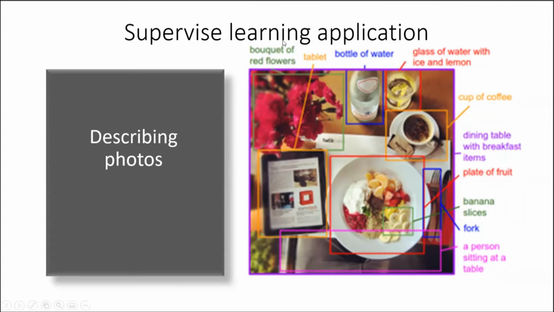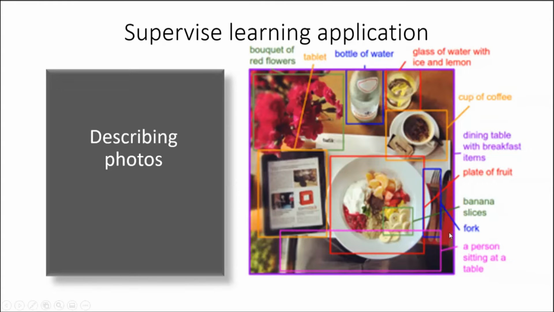So it uses supervised learning. Here you can also describe the photo. A flower, bottle of water, glass of ice, cup of tea, fruit, banana, and tablet are grouped together on the table. So the computer can say that. The computer can say this is a picture of a group of objects called flower, bottle, ice water, coffee, tablet, banana, fork.